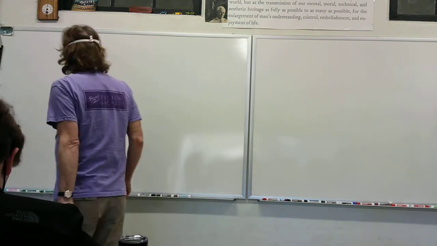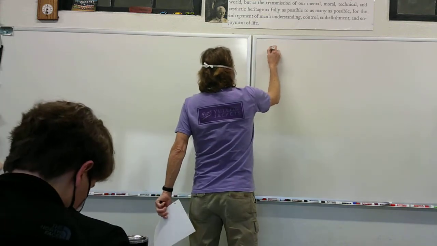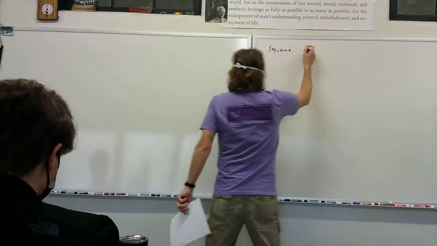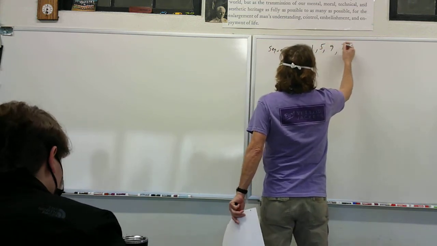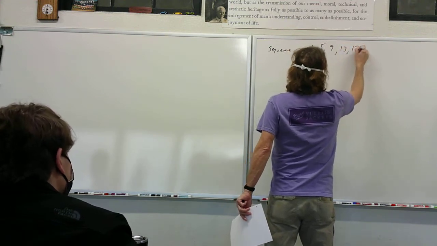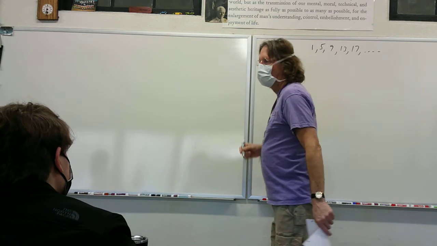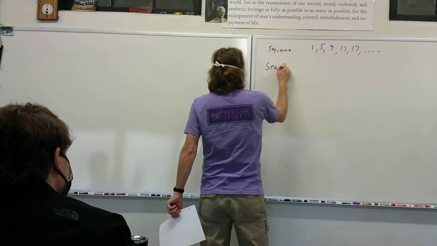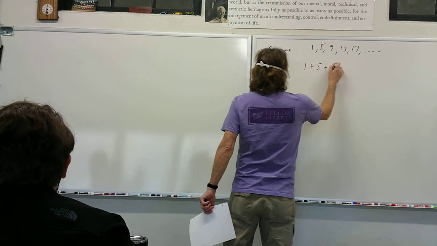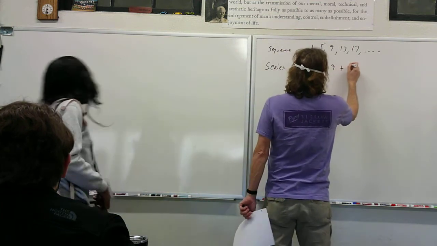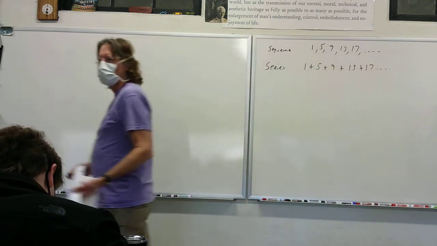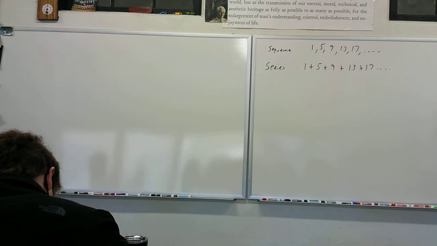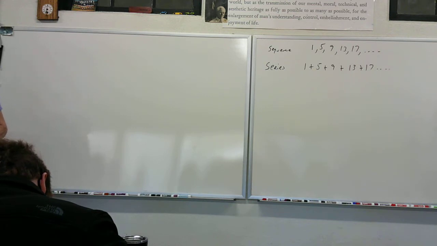Just two types here. Okay, remember, a sequence would be like 1, 5, 9, 13, 17, dot, dot, dot. A series would be 1 plus 5 plus 9. And that's a series when you add them up. The sequence is just when you have a list of them. A series is when you're adding them up.